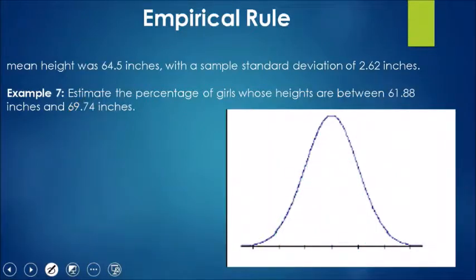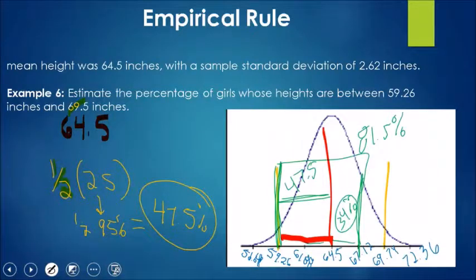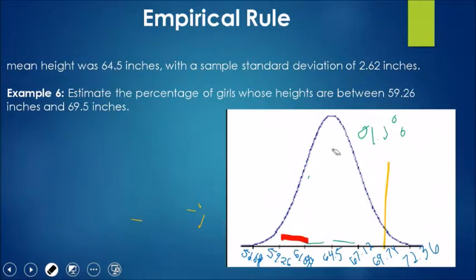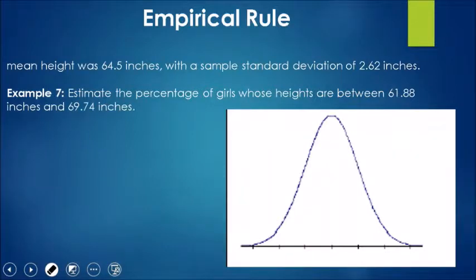Example 7, estimate the percentage of girls whose heights are between 61.88 and 69.74. That's what you guys actually have on your sheet, right? Correct, 61.88 and 69.74. I'm going to go back to the previous screen just so I don't have to write it all over again, and I want to erase some of this so we can see it a little more clearly. So we're on example 7 now.